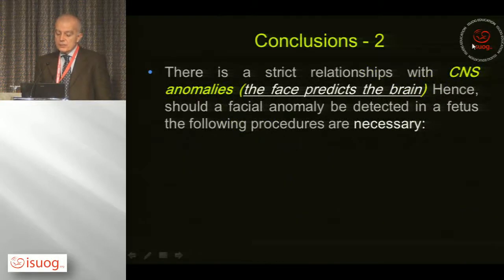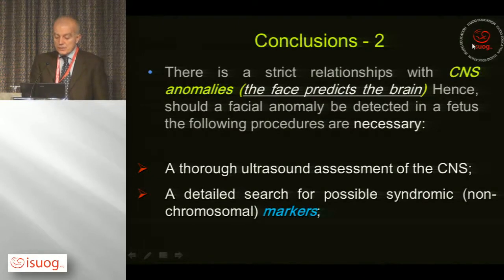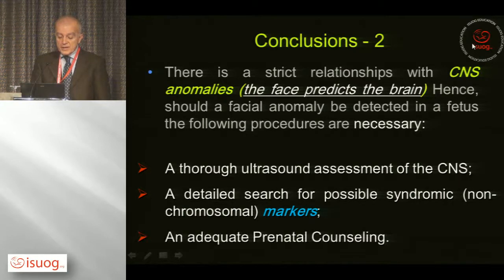As I was telling you before, there's a strict relationship with the brain abnormalities, and so whenever a facial abnormality is detected in a fetus, the following steps should be carried out: a thorough assessment of the CNS, neurosonology, a detailed search for possible syndromic markers, maybe subtle to find, such as polydactyly or other abnormalities involving several districts, and of course an adequate prenatal counseling pointing to whatever syndromic condition may be associated with this condition.